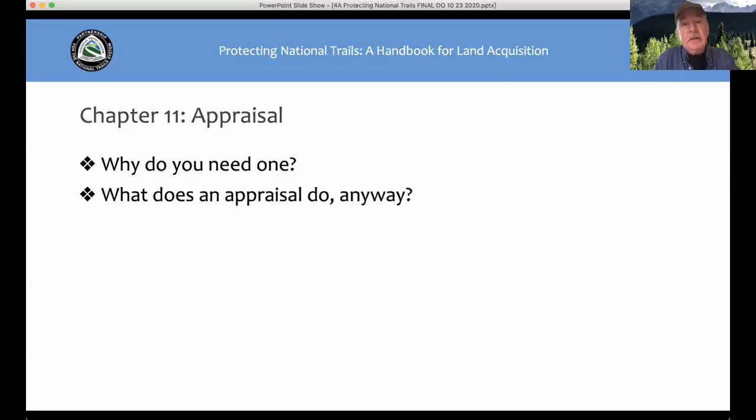Even if it's a donated interest, in which case the landowner is responsible for the appraisal because the landowner has to substantiate the value of their donated interest in the land. You still need to do an appraisal. And it's not just any appraisal, it's an appraisal for a conservation easement or a conservation value.